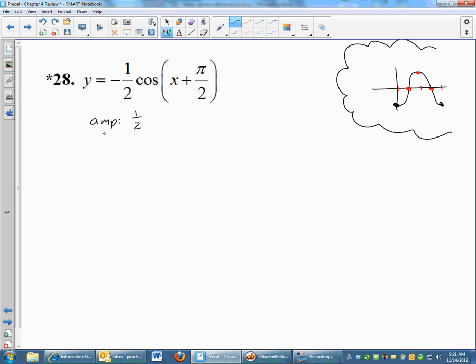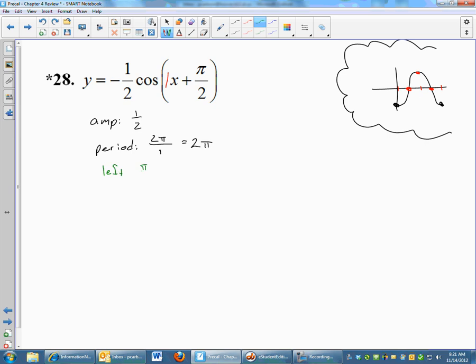The period is 2 pi divided by the coefficient of x. And my coefficient of x here, there's not one written, but it's a 1, so 2 pi divided by 1. My period is just 2 pi. And then the plus pi over 2 is a shift left pi over 2.